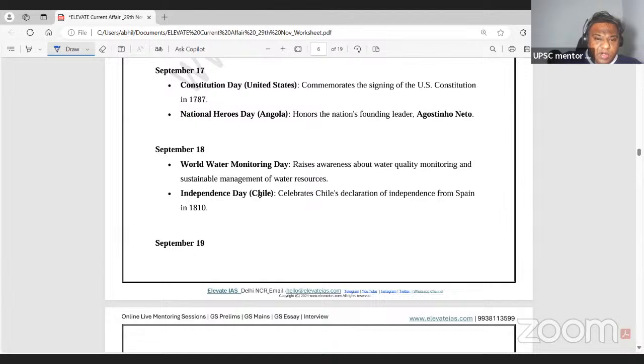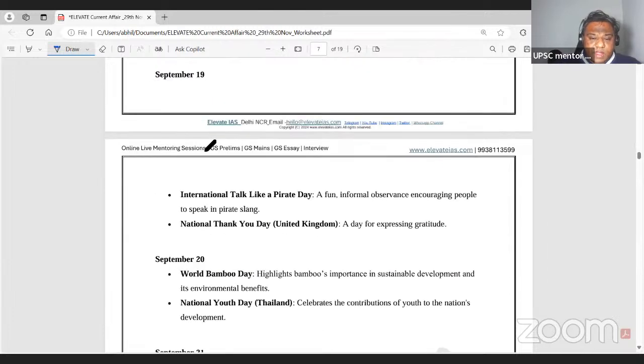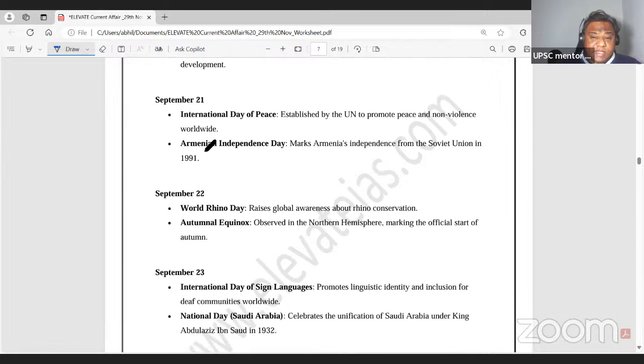Now, World Water Monitoring Day is very relevant because even India celebrated India Water Week during this time, this year. National Thank You Day, World Bamboo Day, National Day of Thailand, International Day of Peace, Armenian Independence Day, World Rhino Day.